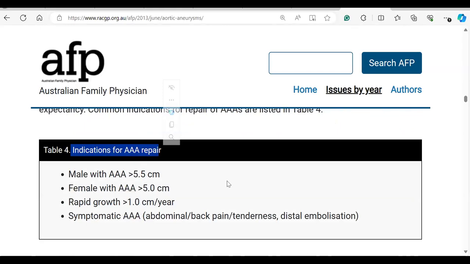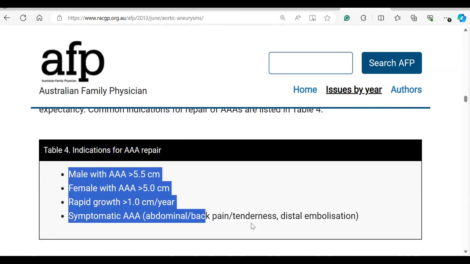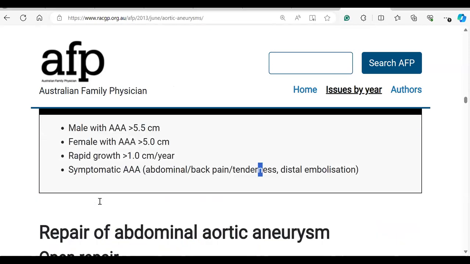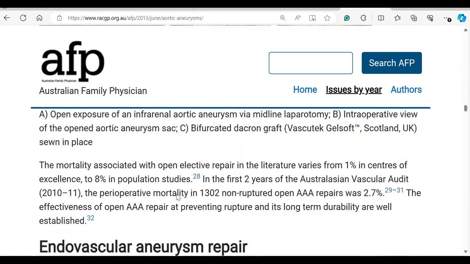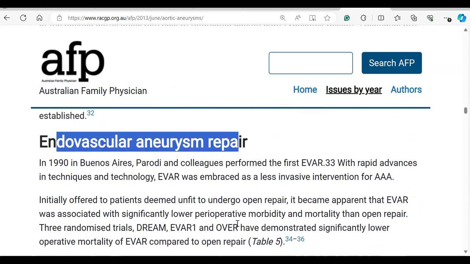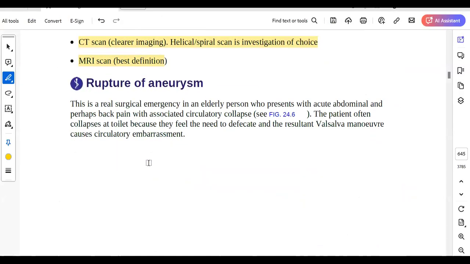And these are the indications of abdominal aortic aneurysm repair. So you can also give it a read. Okay. And repair can be done either open repair or endovascular aneurysm repair. So these are the two ways of repairing. Nowadays, endovascular repair is more commonly done. Okay. So that's your abdominal aortic aneurysm.